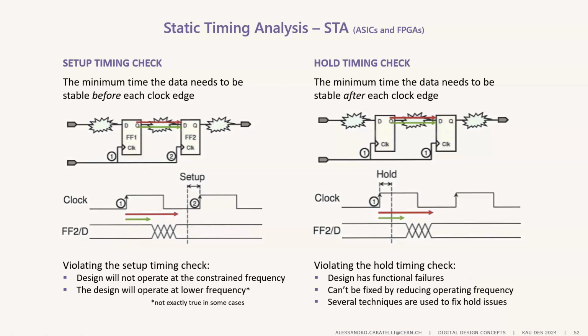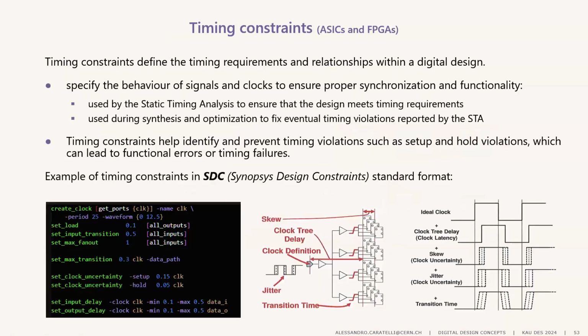Static timing analysis is checking several things, and the most important are setup and hold timing checks. To do so, the designer, once writing the code, also needs to write the timing constraints, which means defining the timing requirements and relationships inside the digital design. You need to specify the behavior of the signals and the clock to ensure proper synchronization. Timing constraints can help identify and prevent timing violations such as setup and hold violations, which can lead to functional errors or timing failures.